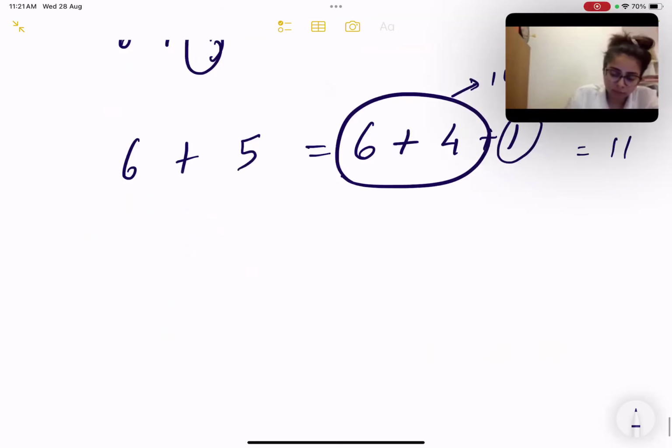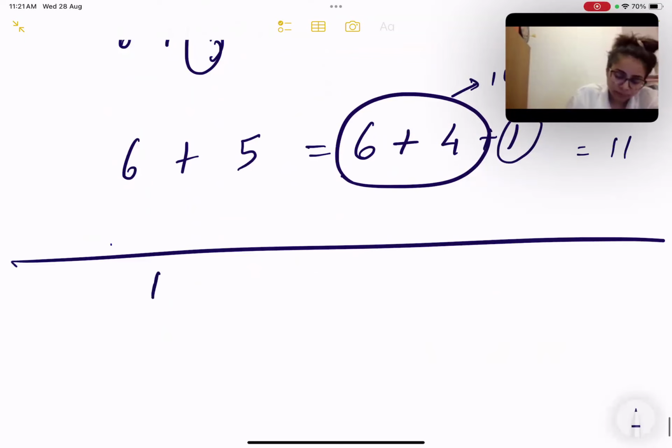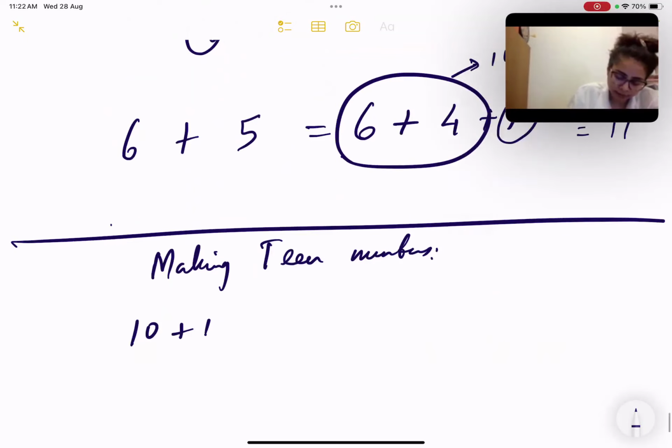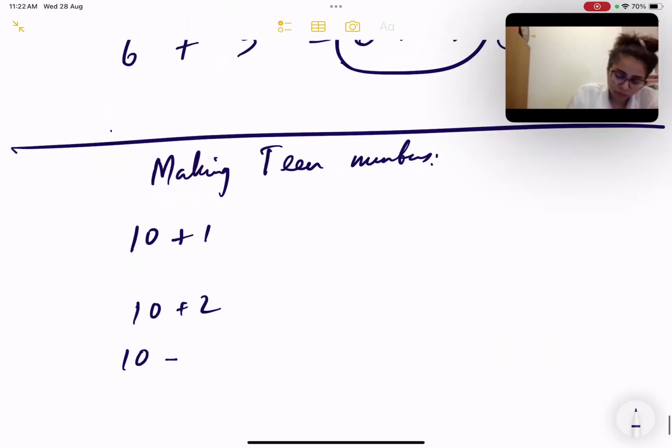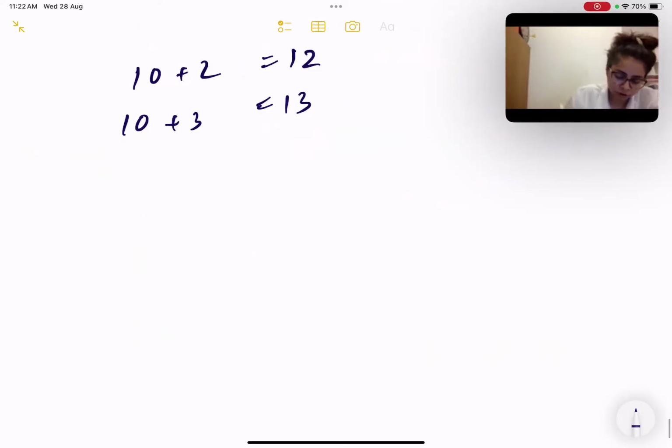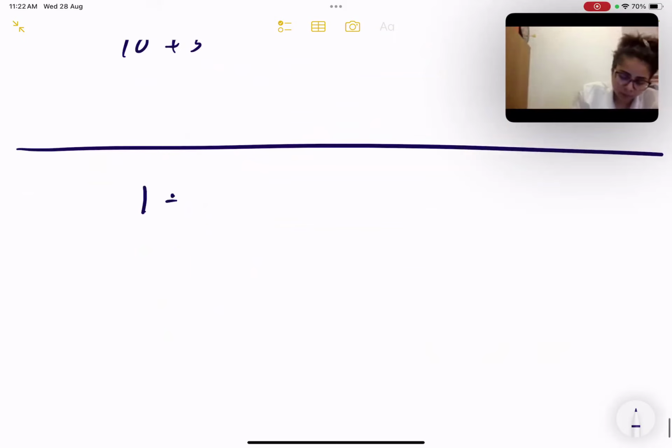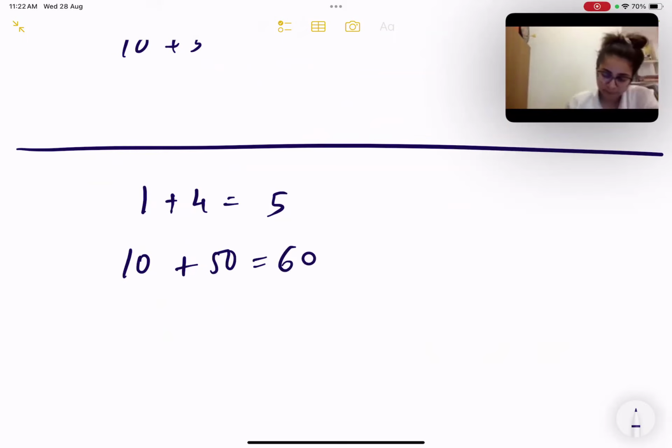So I may have missed out: we teach them making teen numbers, like a 10 and a 1, a 10 and a 2, a 10 and a 3. They will find it very easy to do the previous concept that I have just mentioned. Along with this, because of the knowledge of number bonds, they know a 1 plus 4 is a 5. So a 10 plus 50 is also going to be 60. Now, you can do it with the help of manipulatives.